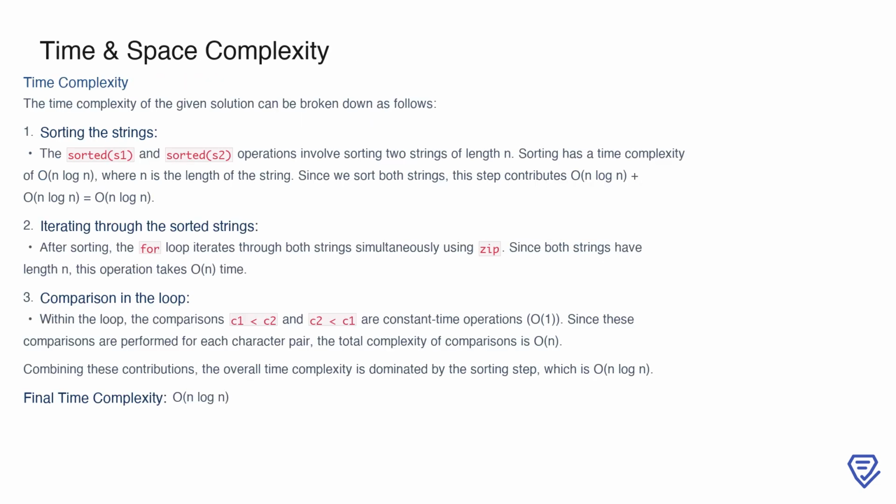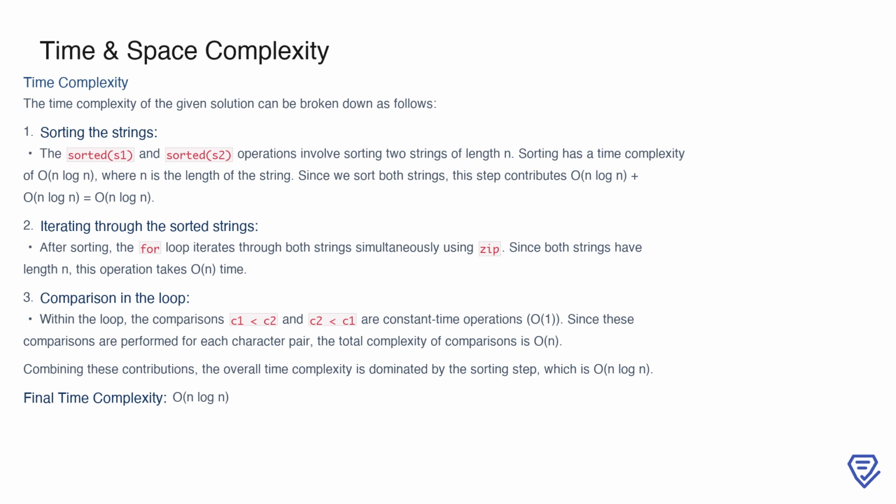The time complexity of this solution can be understood by analyzing its key components. First, we have the sorting operations on the input strings. Sorting a string of length n has a time complexity of O(n log n), and since we are sorting two strings, this step contributes a total of O(n log n). Next, we iterate through the sorted strings using the zip function. This iteration, which processes both strings of length n, has a time complexity of O(n).